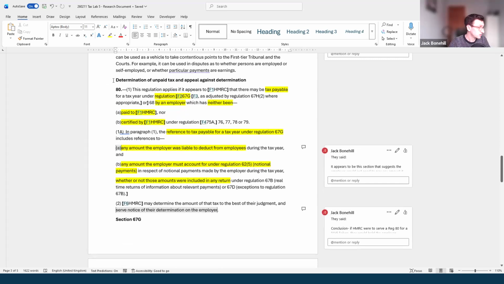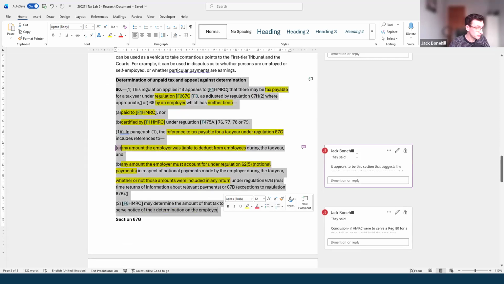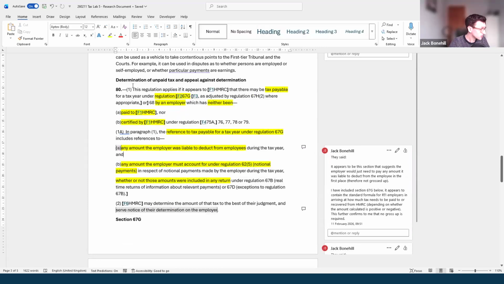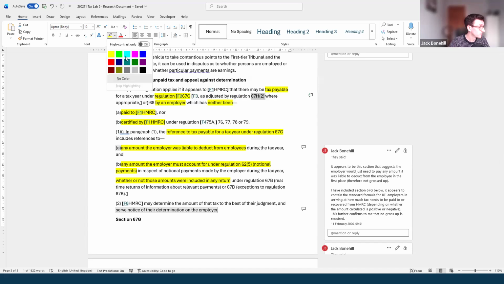So they've quoted this lead. I'm not going to go through this word for word because this is written complicatedly, but they've put a few comments on throughout. So let's talk through some bits where I think additional work needs to be done. They've quoted this reg here. It says this regulation applies if it appears to HMRC that there may be tax payable for a tax year under Regulation 67G, which has been highlighted, as adjusted by Regulation 67H, which I'm going to highlight just now as well, just in a different colour. So where appropriate, or 68, by an employee which has neither been paid to HMRC nor certified. Right.